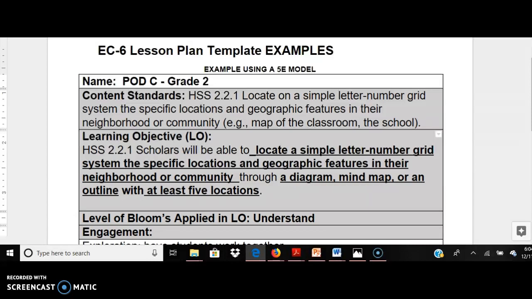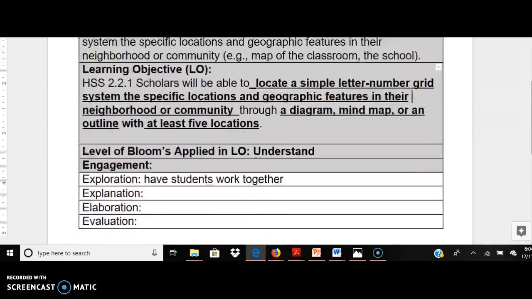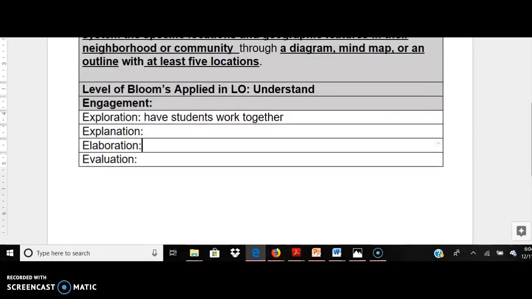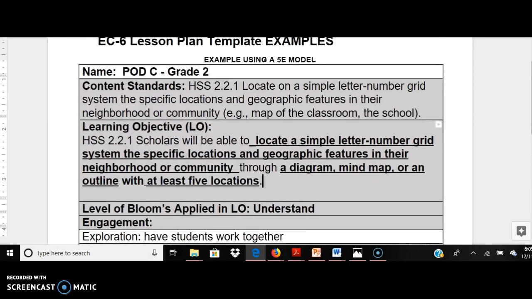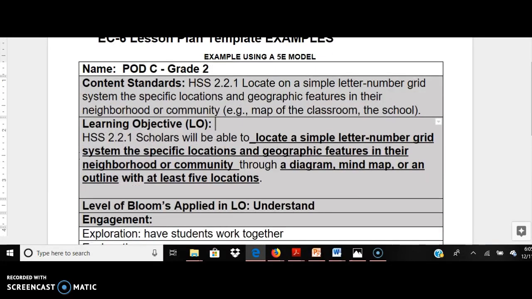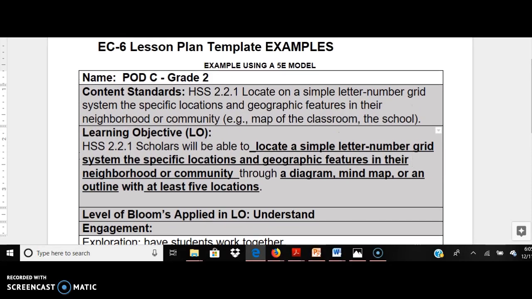The only thing that I honestly still don't understand is the engagement, exploration, explanation, elaboration, and evaluation. That is one thing that I'm still struggling with. But other than that, I think making lesson plans is pretty cool, and I know that I'm going to have to use it in the future.